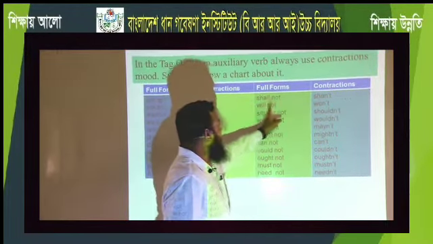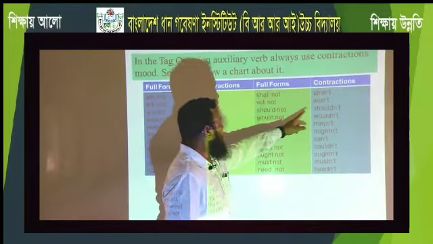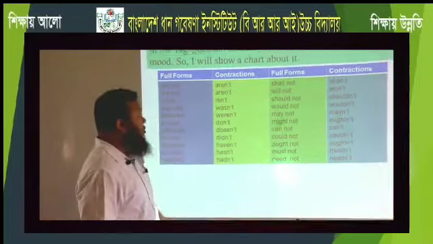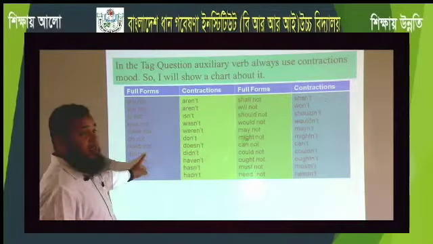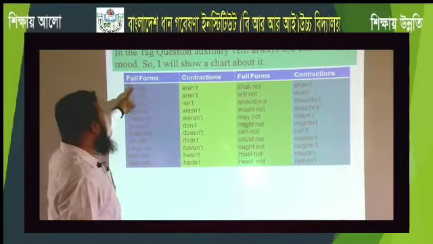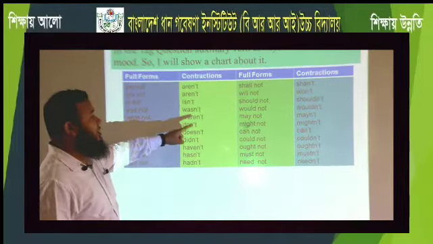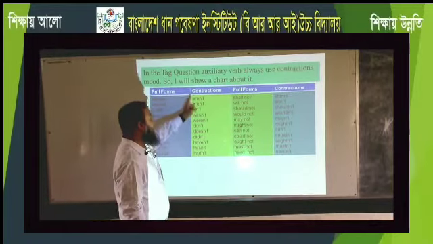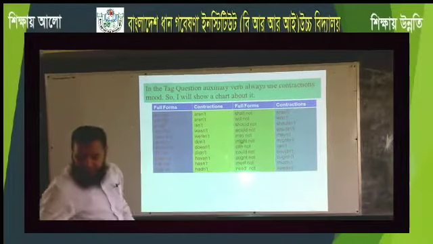Shall not, shan't. Will not, won't. Should not, shouldn't. Would not, wouldn't. In this way we have to use the contraction form. We must not use the full form in the tag question. Remember, the full form will not be used in a tag question in any situation. It will be wrong. So we have to use contraction form in tag questions.